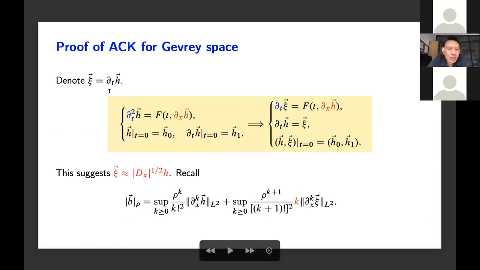We just introduce a new vector, that means DTH. So we can rewrite the system as a first order system like this. The order of T is one, not two. Just think about the symbol. For this one we lose derivatives, and for this system we also lose derivatives. But if you consider the behavior as fractional order of H, this is just a half order derivative of H, and this is the one order derivative. So this is the one half derivative. So for the first system, we lose one half derivative.